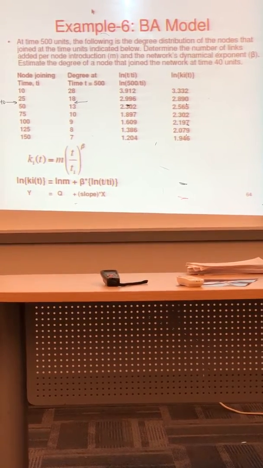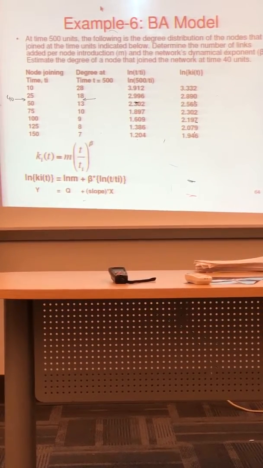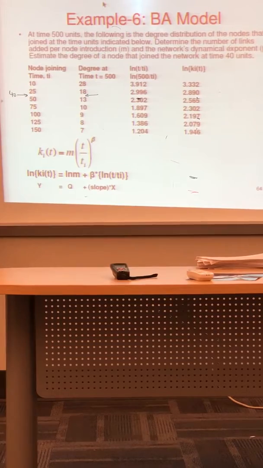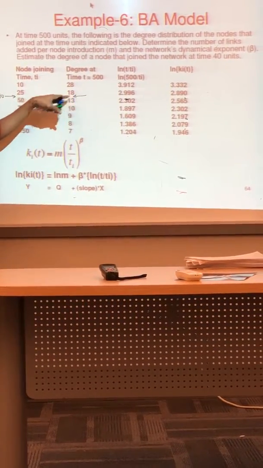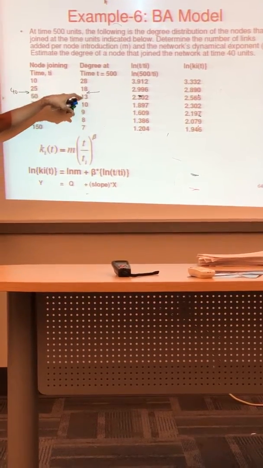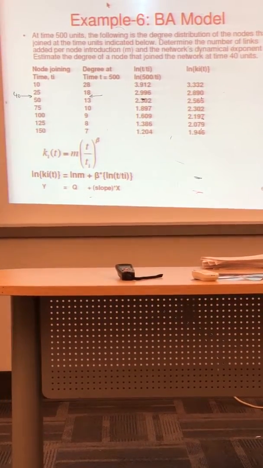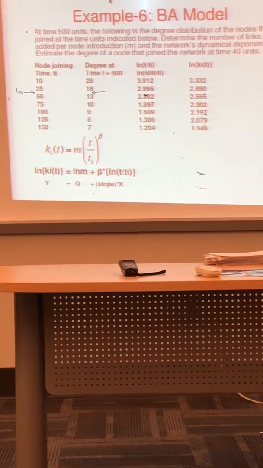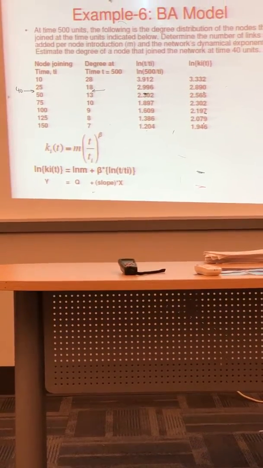So it should be between 13 and 18. Okay, because 40 is between 25 and 50. The degree of that node that joined the network at time 40 is expected to be between 13 and 18. So we need to find it out. Is that clear? So how to do this?